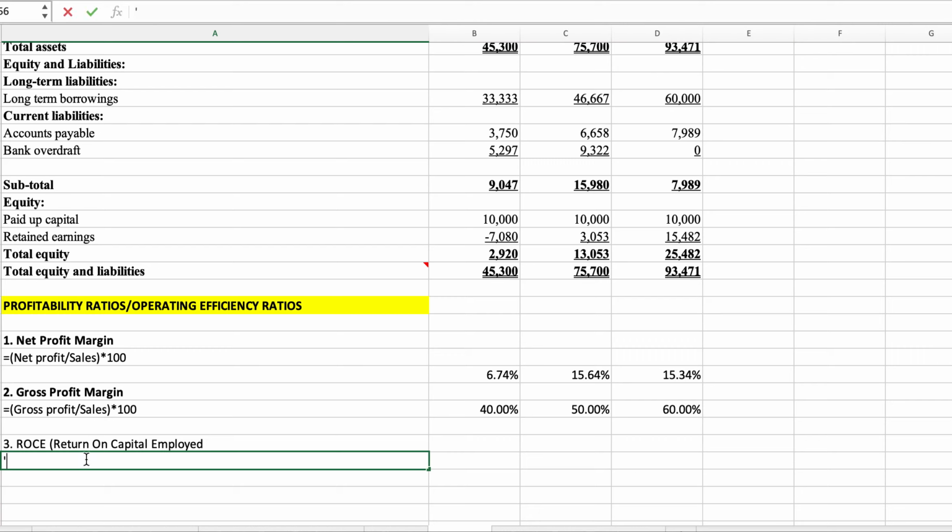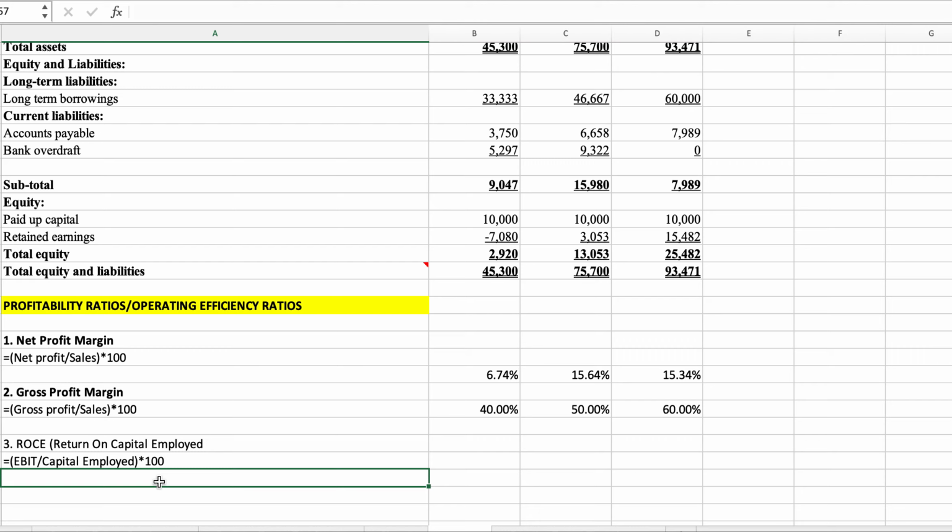It is given by EBIT divided by capital employed, and you express as a percentage. So that's the formula for return on capital employed. EBIT divided by capital employed times 100.